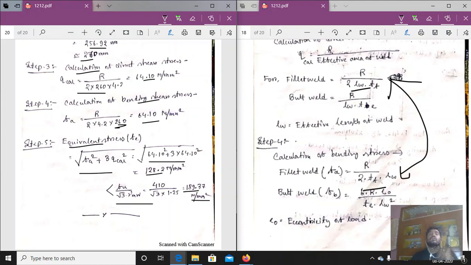Please follow it very carefully, because welded and bolted eccentric connections are very important for your exam. One or two problems from welded or bolted eccentric connections will definitely come in your exam. So follow all the procedures written here and practice the problems.